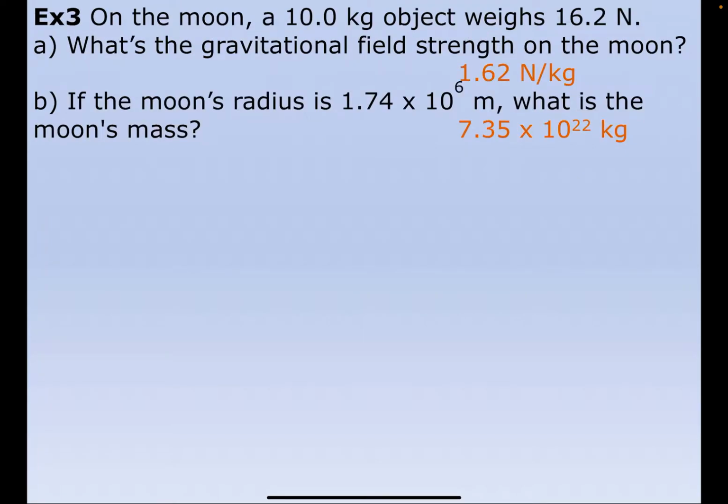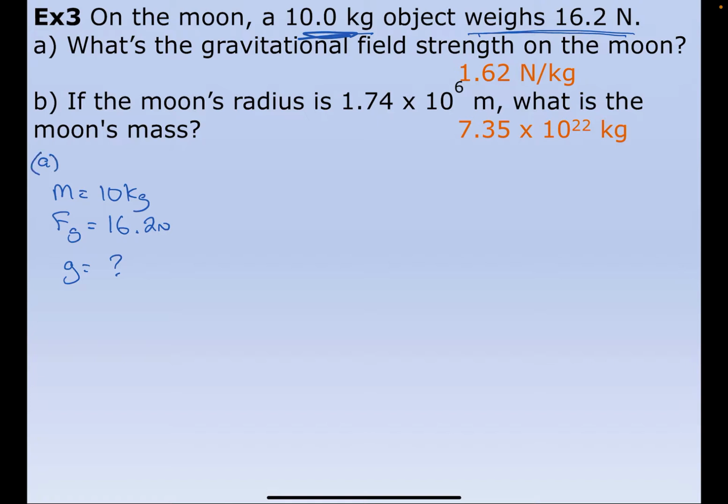We got one last example here. On the moon, a 10 kilogram object. Remember, as soon as you see kilograms, you know this is mass. Okay, so we've got this 10 kilogram object. We know that it weighs 16.2 newtons. Weight is force of gravity. I've said that a couple times, but don't forget that. Sometimes people get confused and think weight is mass. It is not mass. Kilograms is mass. Newtons is weight. What's the gravitational field strength? We're looking for little g. So what's the gravitational field strength of the moon?